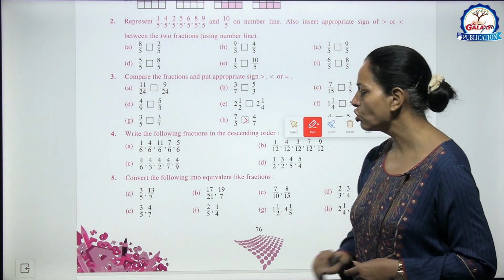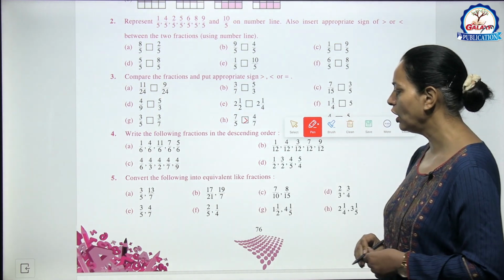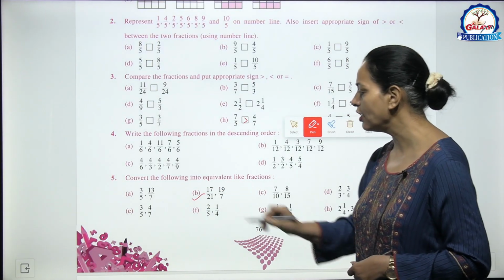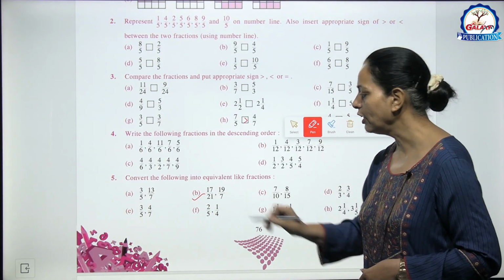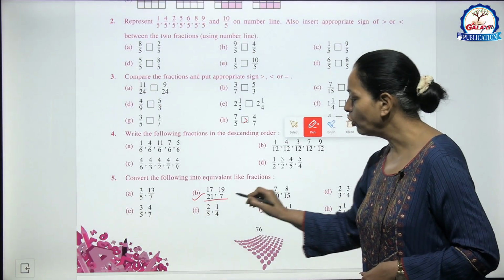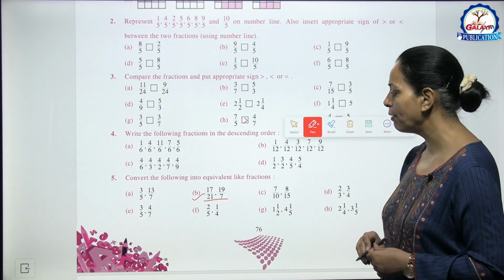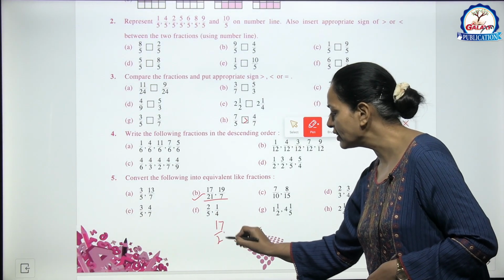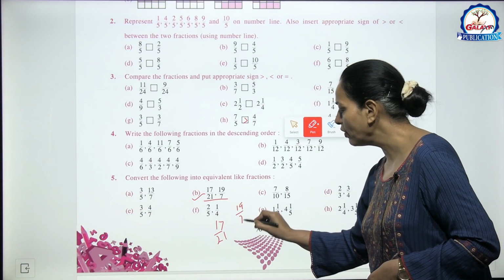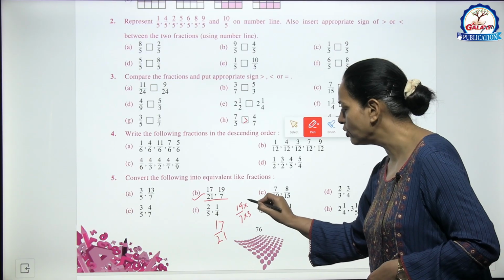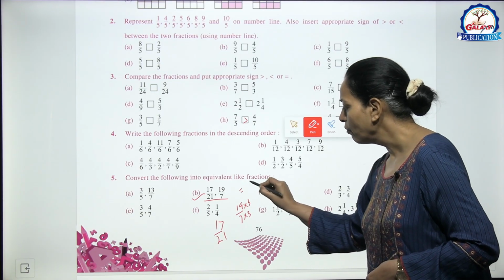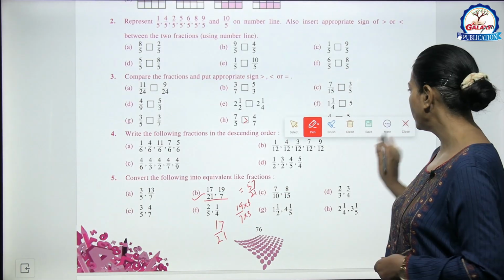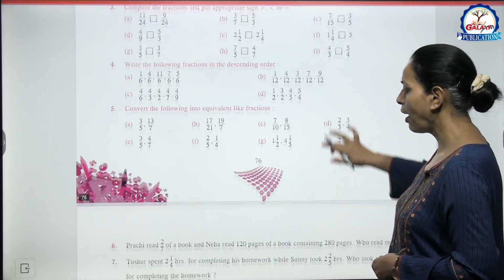Now fifth question, convert the following into equivalent like fractions. Like here B part, 17 upon 21, 19 upon 7. Make the denominator the same, take the LCM, LCM is 21. So 17 by 21 as it is, 19 upon 7, 7 threes are 21, 19 into 3. So that is 57 upon 21. So similarly, you can try the remaining parts.